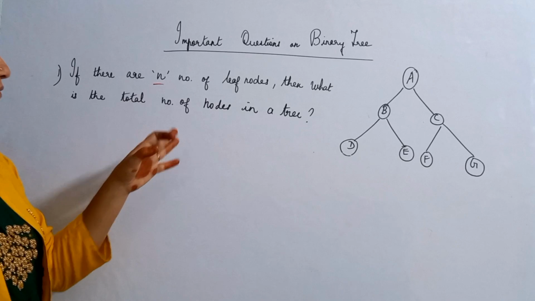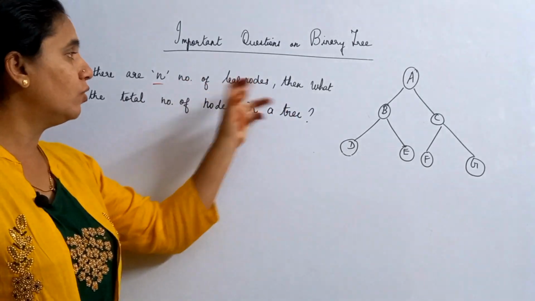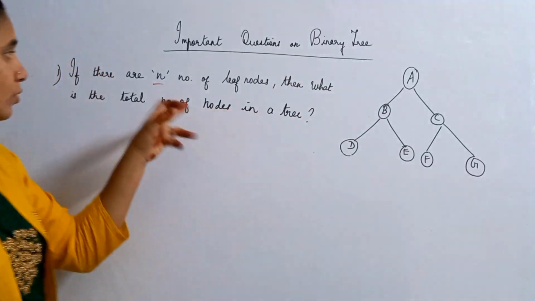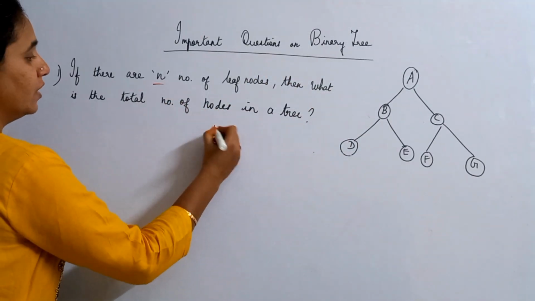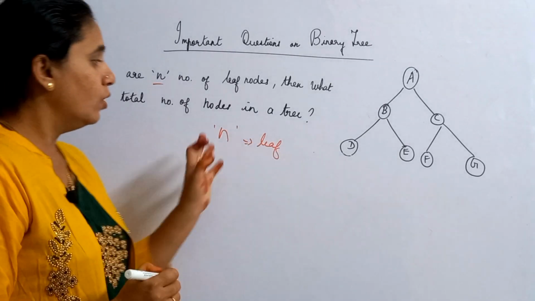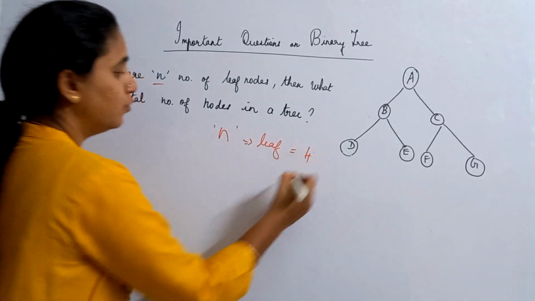This is the next question. They have given that if there are n number of leaf nodes present, then what is the total number of nodes present in a tree? They have given n as the total number of leaf nodes, isn't it? So what is the total number of leaf nodes here? It is equal to 4, right?